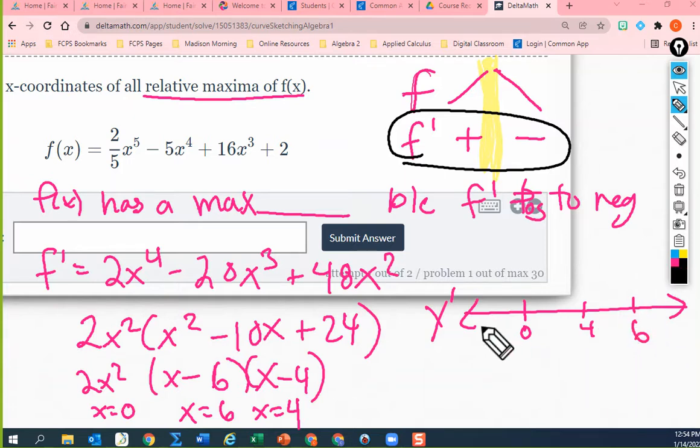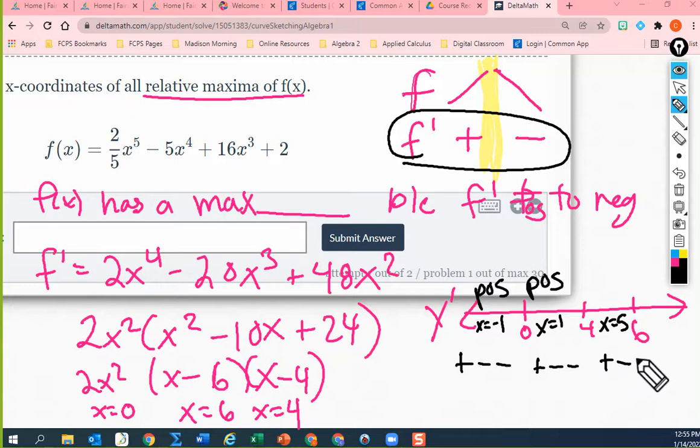Okay, so now I have to test it. So I'm going to try x equals negative 1. That gives me positive, negative, negative, so this is positive. Now I'm going to test positive 1. That's positive, negative, negative, so that's still positive. Now I'm going to test x equals 5. That's positive, negative, positive, so this is negative.